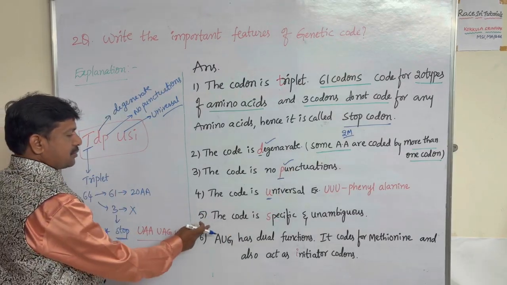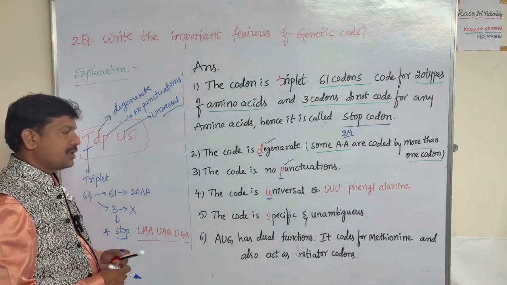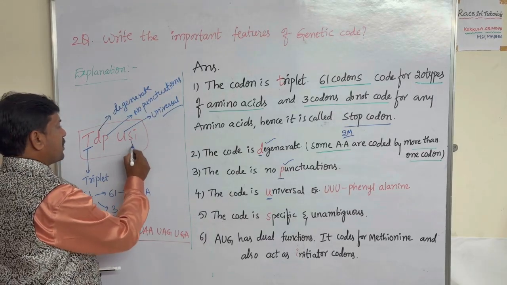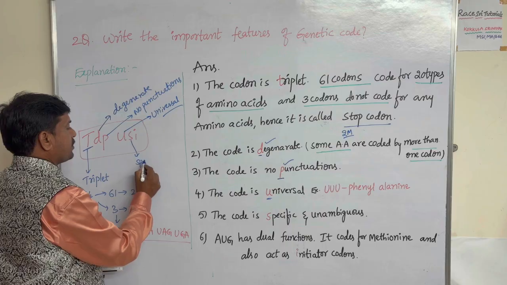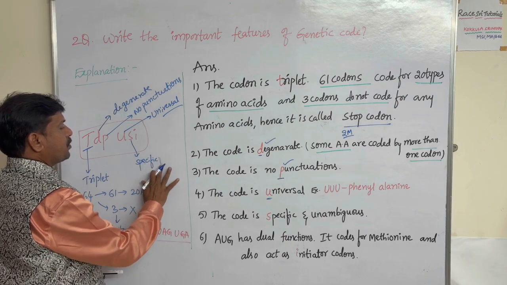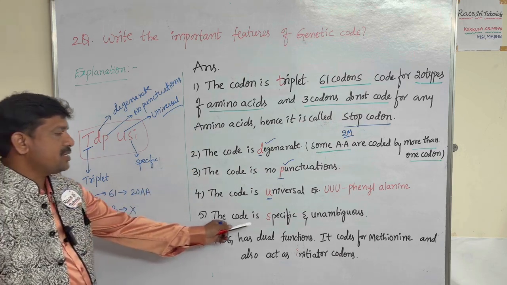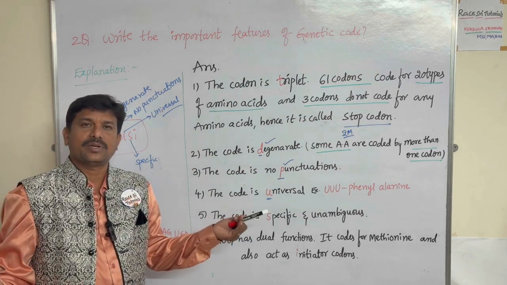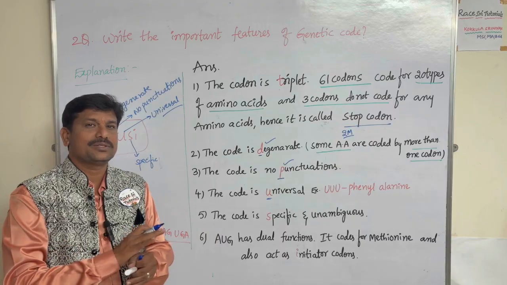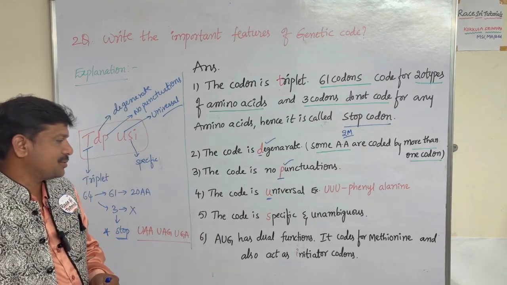Next one: the code is specific and unambiguous. So S represents what? Specific. Just remember specific, you will catch up. The code is specific and unambiguous. Unambiguous means doubtless. There is no doubt in the middle of the codon or code.